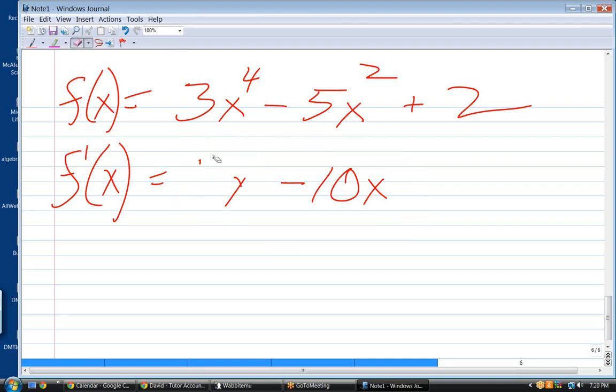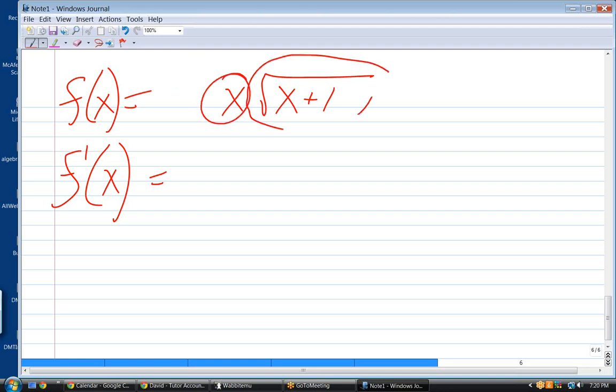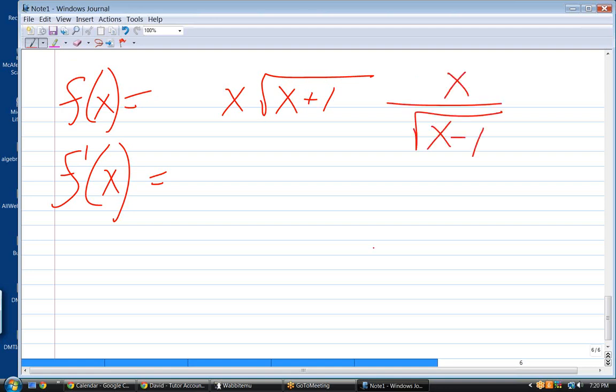Okay? Where I have difficulty differentiating is if I have things being multiplied together. In other words, if I have x times the square root of x plus 1. Now I've got this being multiplied by that. I can't do it the same way. I can't take the derivative of this and multiply it by the derivative of that. You just can't do it. You can only do that when addition and subtraction is happening. So just remember that I cannot do that one that way, and I couldn't do something like this that way either. This is division. I'm going to have to use something called the quotient rule. To do this one, I've got to use something called the product rule.